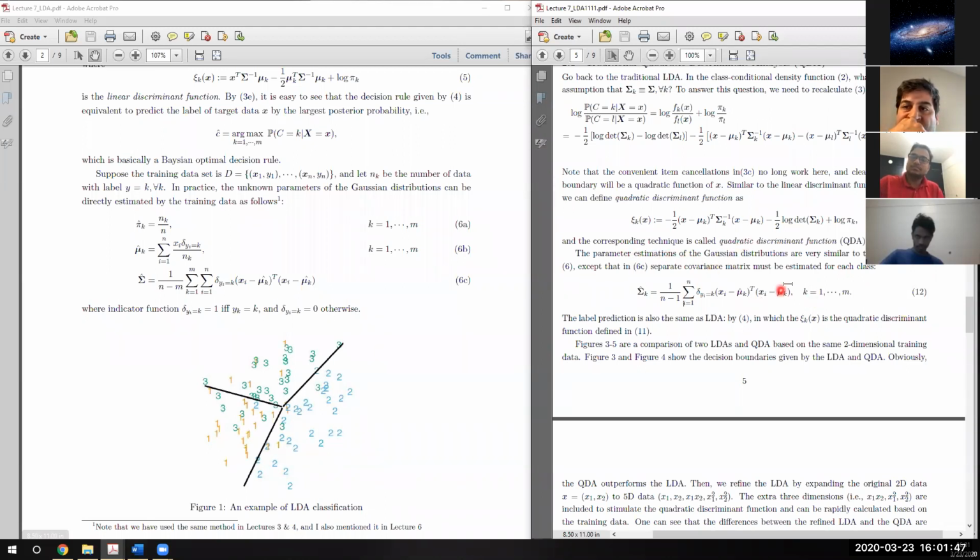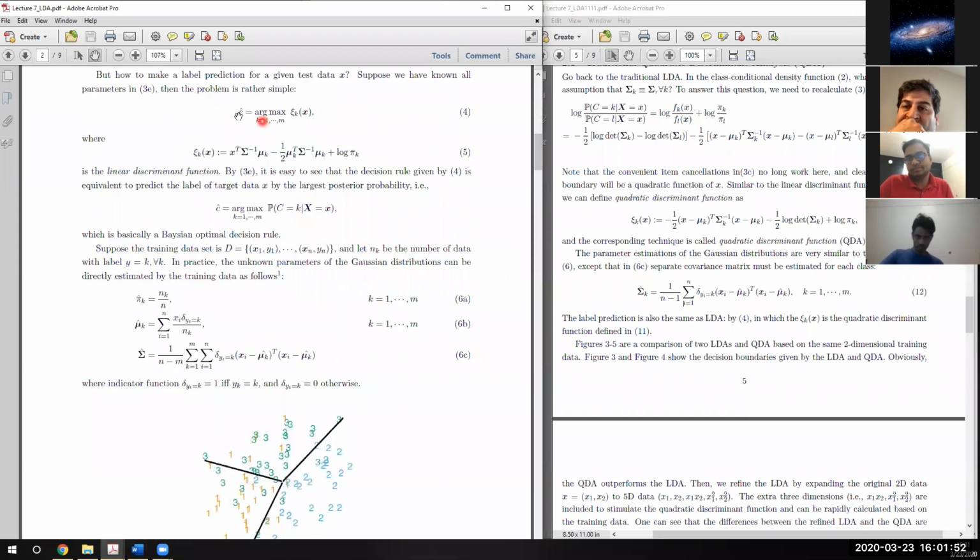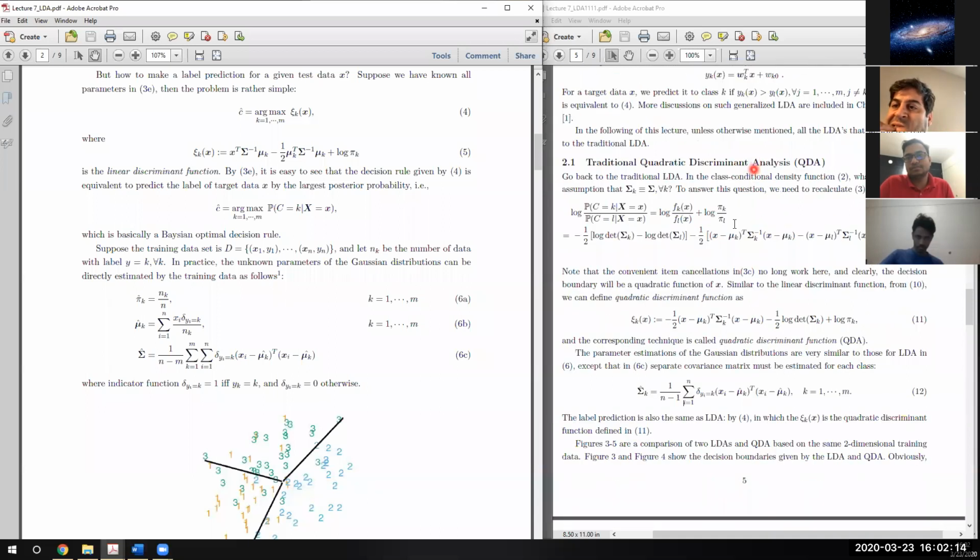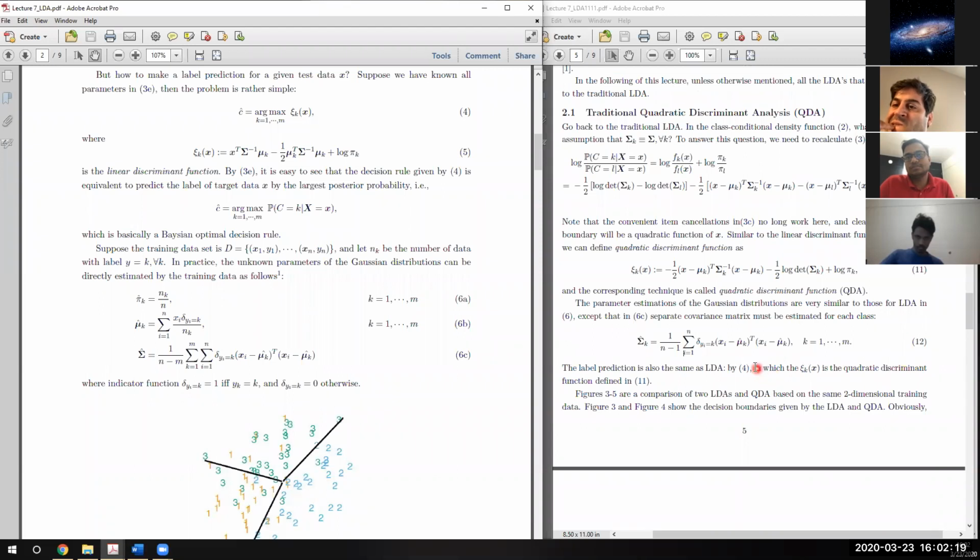The second thing is how would you determine the label? And this is exactly the same here. The label prediction is also the same as LDA by 4, in which this c becomes the quadratic discriminant function defined in 11 instead of defined in 5. This 5 is a linear one, and this 11 is a quadratic one. Since it's quadratic, we call it quadratic discriminant analysis. So everything is simple.